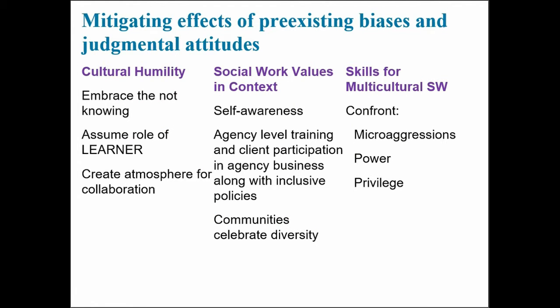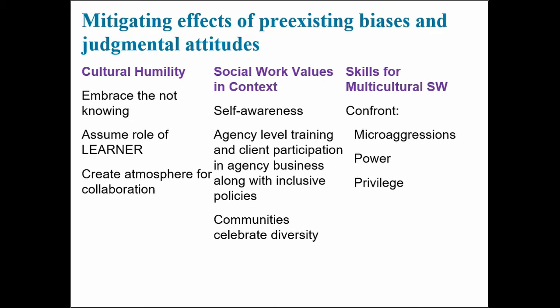So, mitigating effects of pre-existing biases and judgmental attitudes. Cultural humility allows us to embrace the not knowing. So how can we mitigate the effects of pre-existing biases and judgmental attitudes? Because the premise here is that all of us have them. So if that's true, then how do we deal with them? One way is through cultural humility, assume the role of the learner, among other things up on the slide.